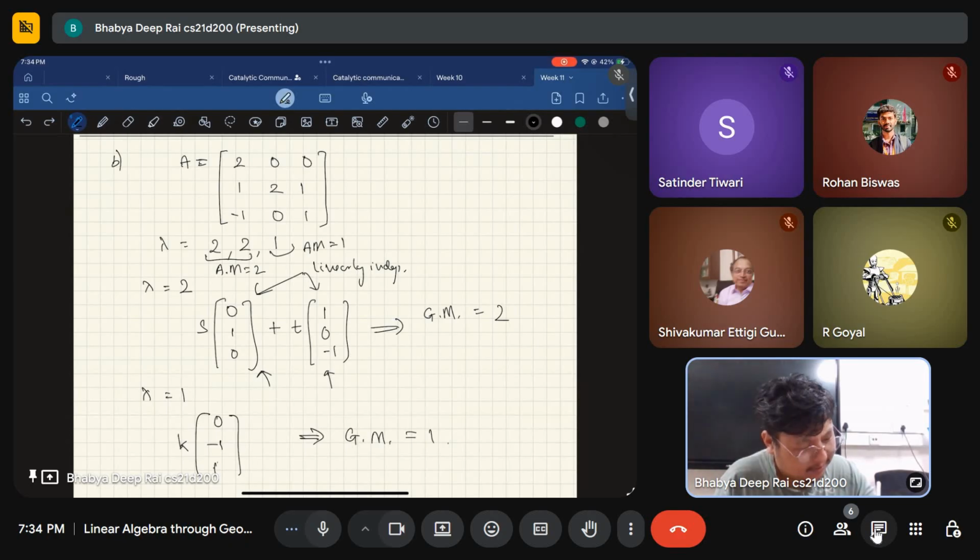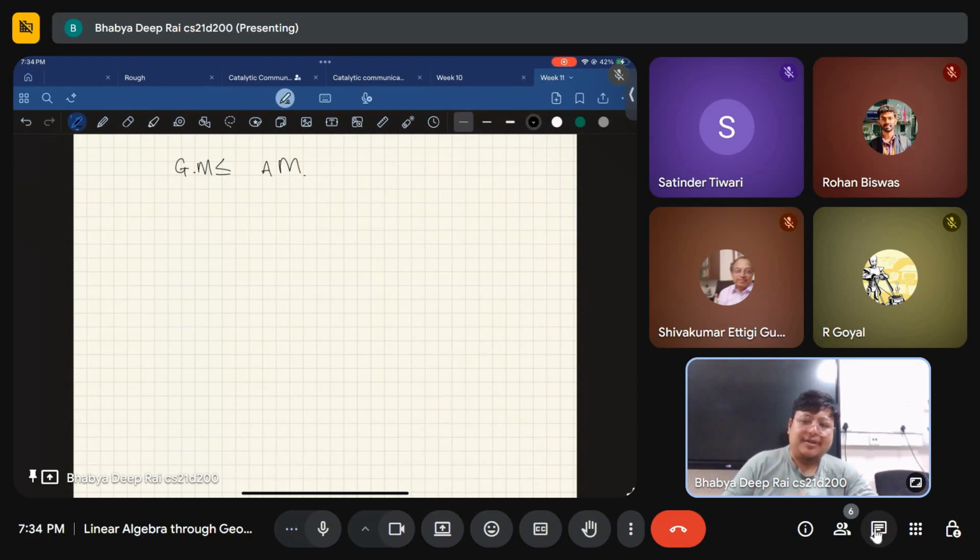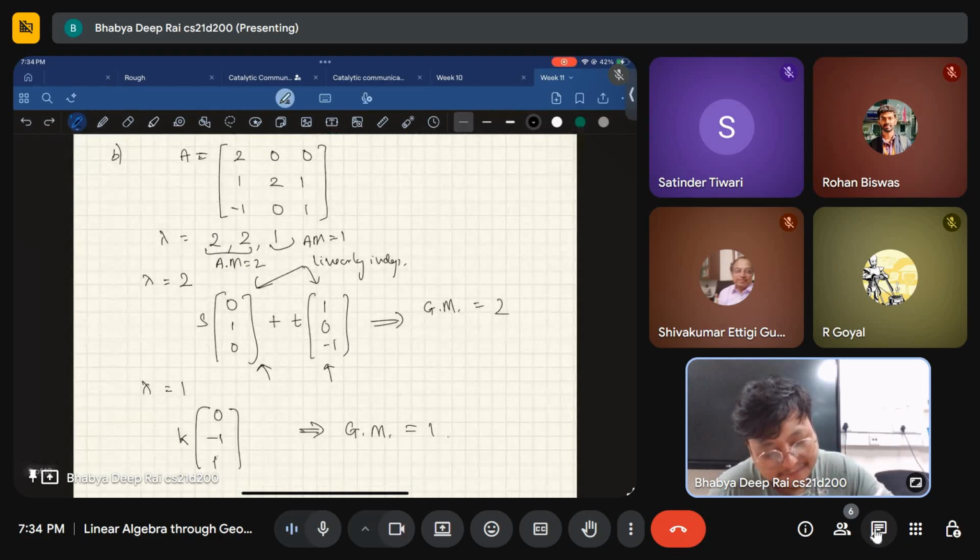Is this correct? Okay, no, sorry. That's why it's wrong. Geometric multiplicity is at most algebraic multiplicity. Geometric multiplicity cannot be more than the algebraic multiplicity. Geometric multiplicity talks about the vector space spanned by the eigenvectors, and algebraic multiplicity represents the number of times that your roots are getting repeated.